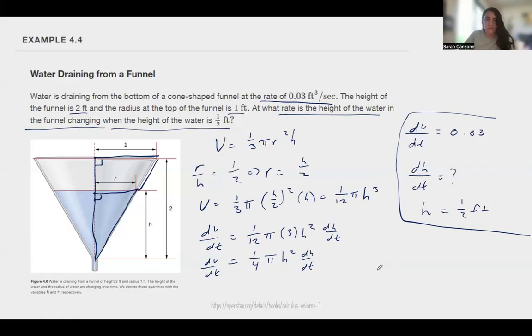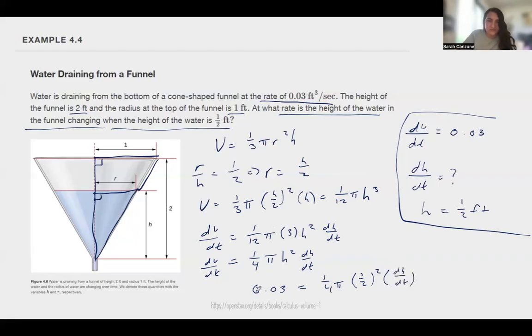And now we can kind of look and ask ourselves, well, do we have enough information to plug in? Is everything looking good? Well, we have dV/dt, we have h, we're looking for dh/dt. So it looks pretty good. All right, so dV/dt is negative 0.03 equals 1 over 4 pi, h is 1/2, given that we are looking at it at the snapshot of a half of a foot, squared times dh/dt.